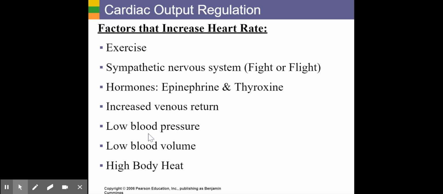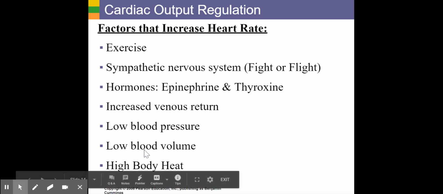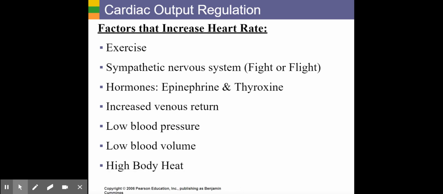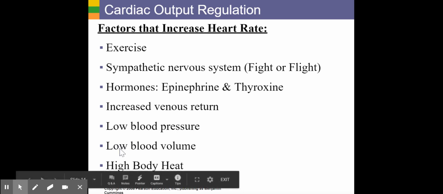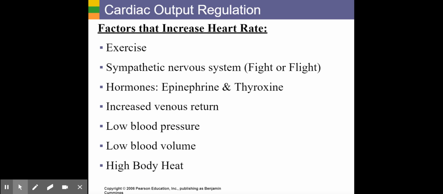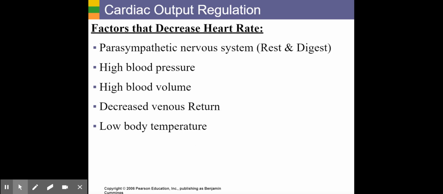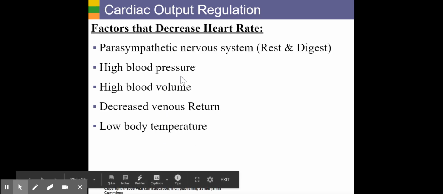Other things that would increase it, if we have a low blood pressure, so the hypothalamus of our brain detects that there's a decrease in blood pressure. If we also detect that there's a decrease in blood volume, so if we have a cut, we're bleeding out, our heart rate will increase to try to equalize this low blood volume. And then body heat. If our temperature goes up, our heart rate will go up, because we're trying to pump more blood specifically to the surface of our skin to try to cool ourselves down.